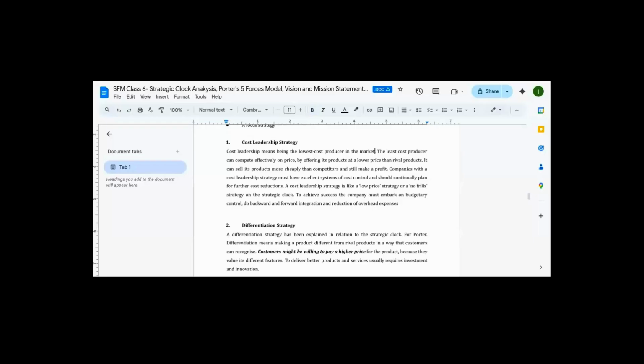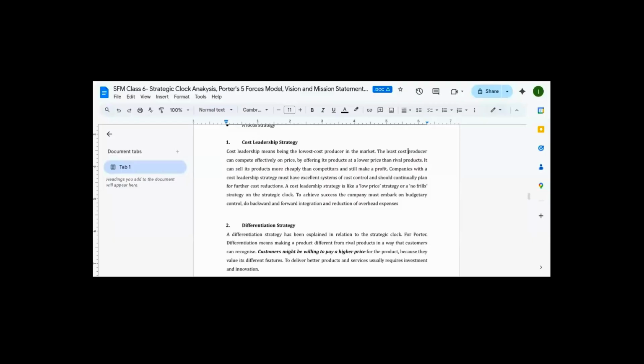Being the lowest cost producer, meaning that any company that had the intention to be among those companies that sell their products at lowest price, those companies that sell their products at affordable price in the market, those are the people that we call cost leadership strategy, meaning that they want to achieve leadership position by offering their products at a low or reasonable price.